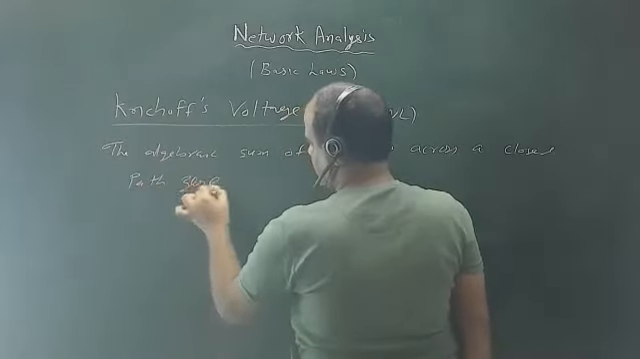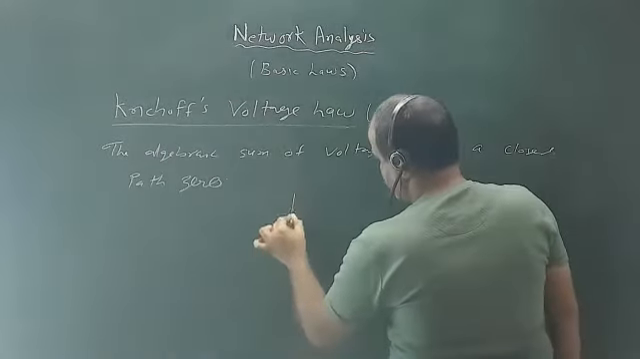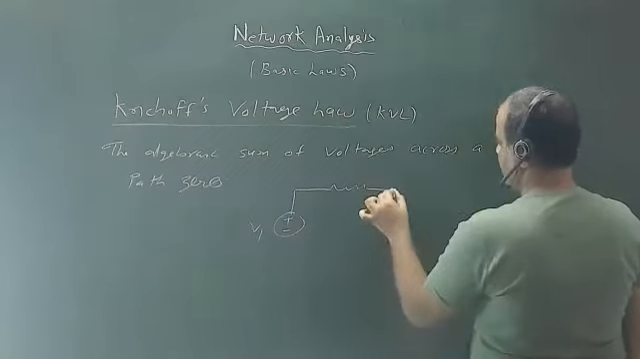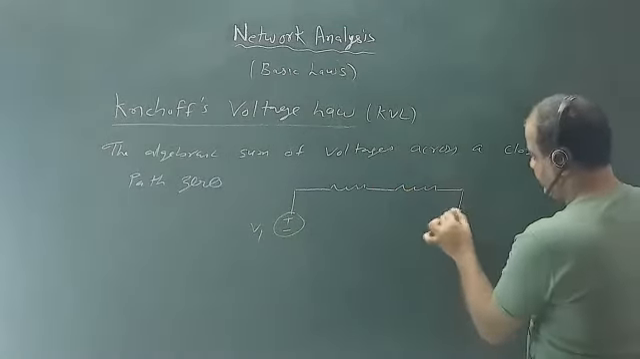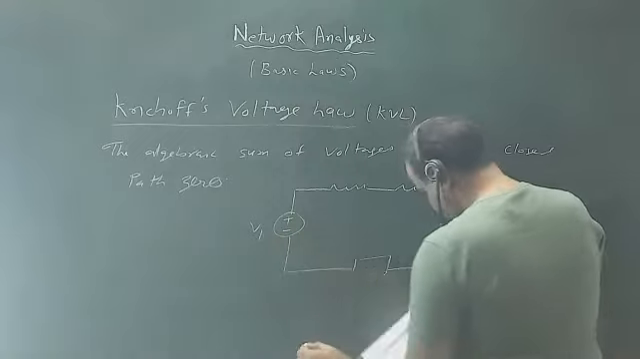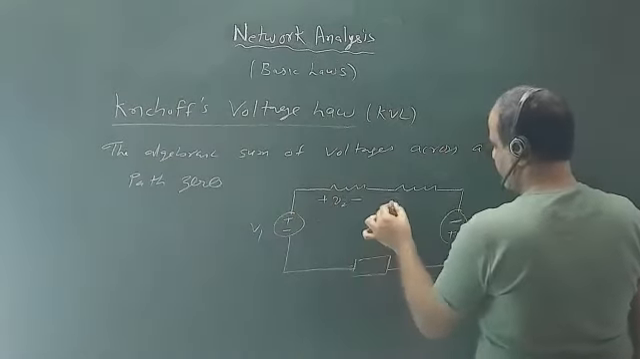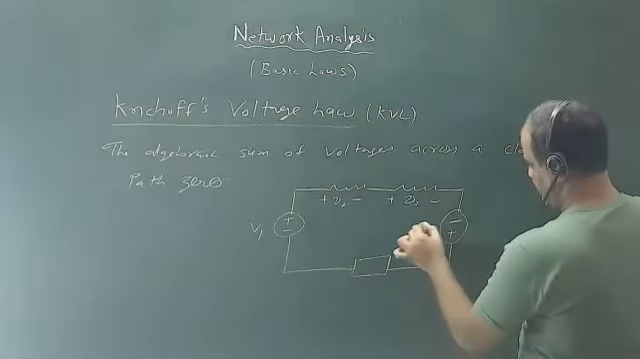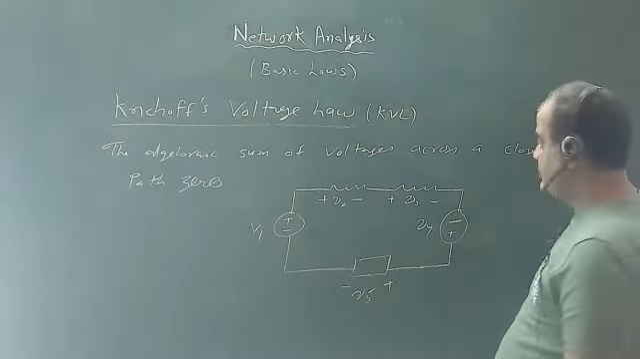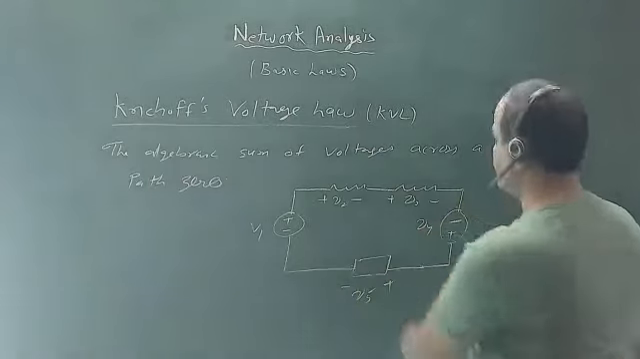Okay, suppose I have a closed path. This is my voltage V1. Here I have a resistance R1, and again a resistance R2. Here I have a battery, minus and plus, and here I have some component. Here is V1, here the voltage drop is V2, here V3, here V4, and here V5. So I know these voltages. Now KVL says the algebraic sum of voltages across a closed path is 0.